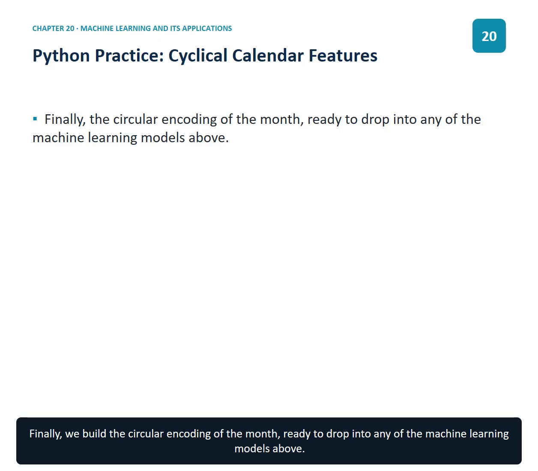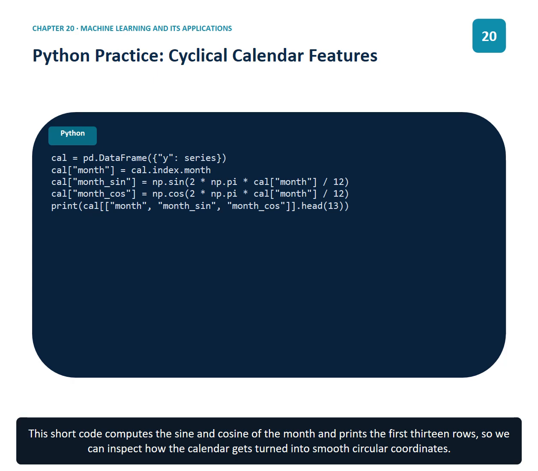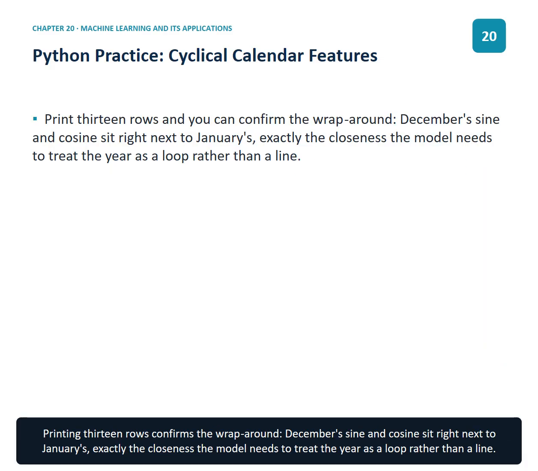Finally, we build the circular encoding of the month, ready to drop into any of the machine learning models above. This short code computes the sine and cosine of the month and prints the first 13 rows so we can inspect how the calendar gets turned into smooth circular coordinates. Printing 13 rows confirms the wraparound. December's sine and cosine sit right next to January's, exactly the closeness the model needs to treat the year as a loop rather than a line.